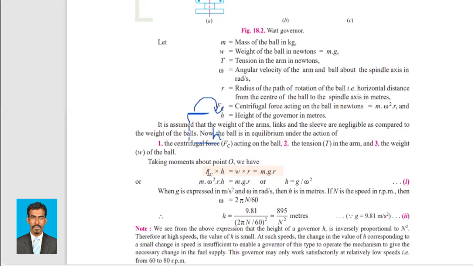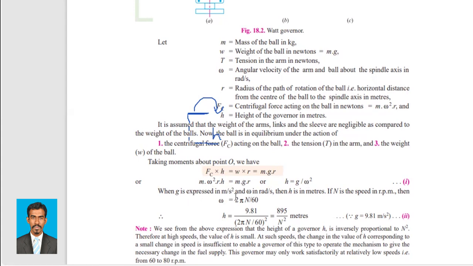FC we can replace with m r omega squared. We know the centrifugal force FC is m r omega squared. So here we can put m r omega squared for FC, into H, equal to, instead of W, we can put mg into R. When you solve it, there's an m here and an m there, which will be cancelled out. So what we'll be having is r omega squared H is equal to g r. And this r will also be cancelled out. So omega squared H is equal to g. So H is equal to g upon omega squared.